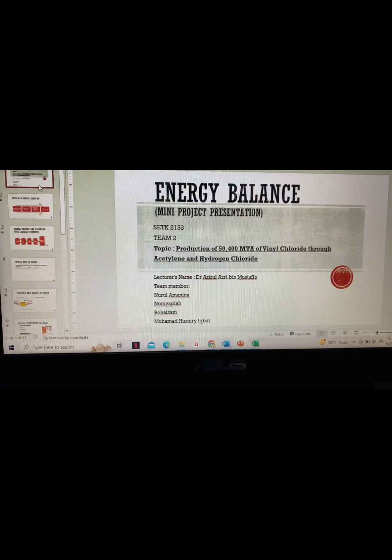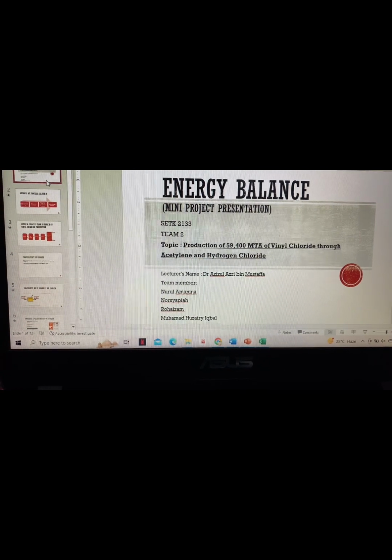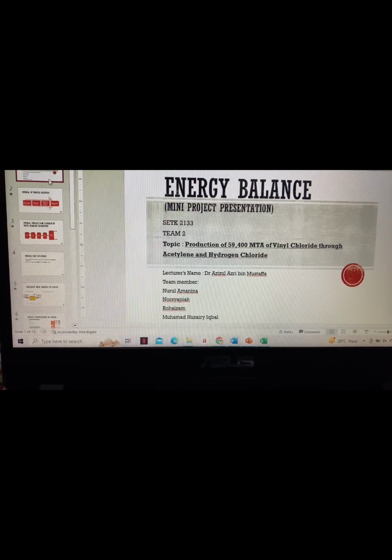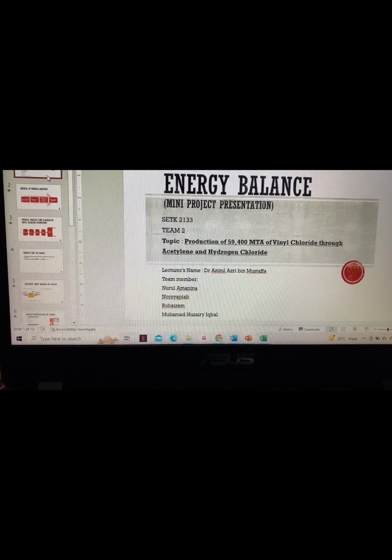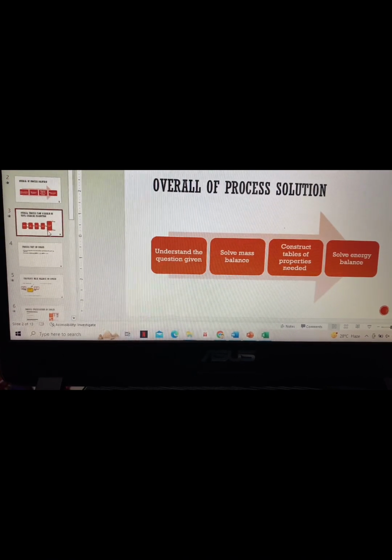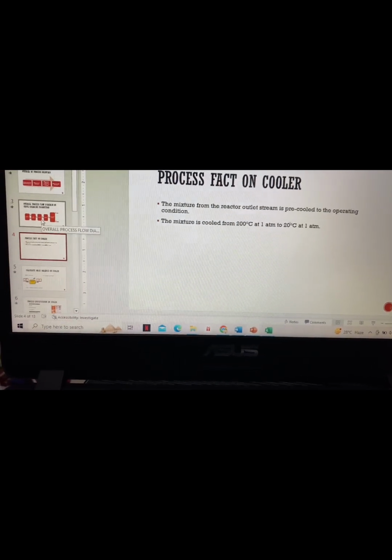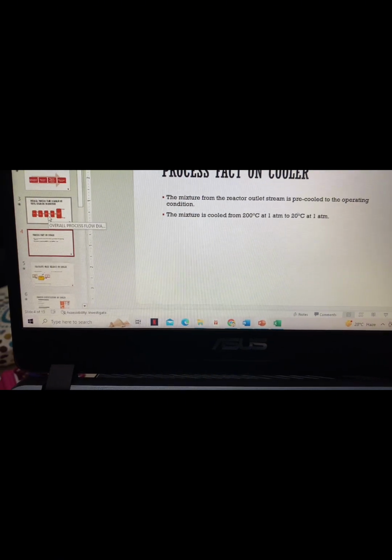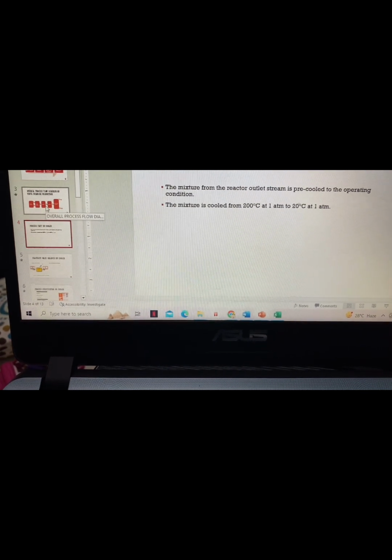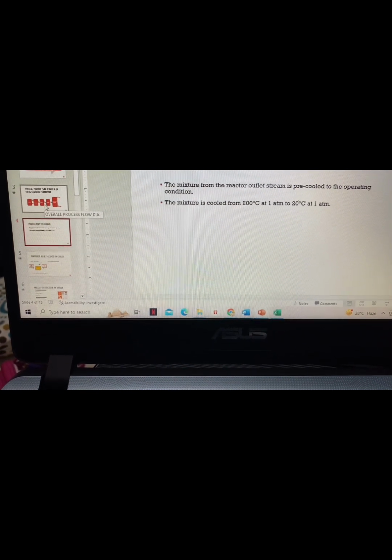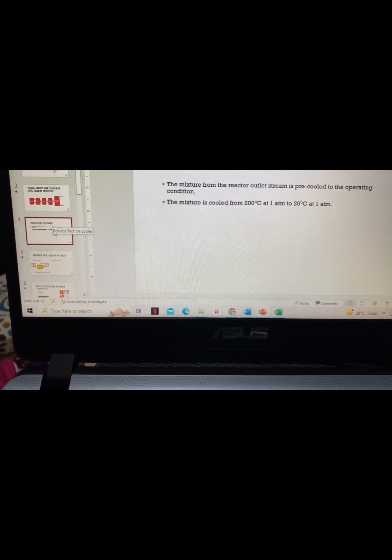Assalamualaikum, Dr. Azizul. I'm going to present about a cooler for production of 59,500 mT of vinyl chloride. The mixture from the reactor outlet stream is pre-cooled until the operating condition. So the mixture is cooled from 200 degrees Celsius at 1 atm to 20 degrees Celsius at 1 atm.